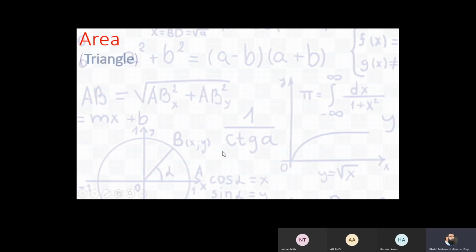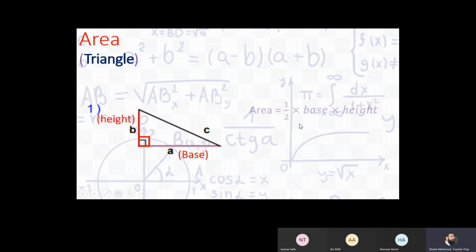Now, area of a triangle. The formula for the area of a triangle includes base and height. So you must remember that the area of a triangle is 1/2 into base into height. None of the other sides is included. Our area includes only two sides, one is the base and one is the height.